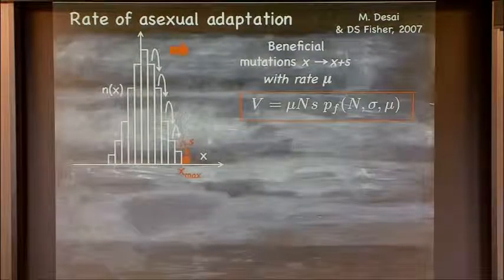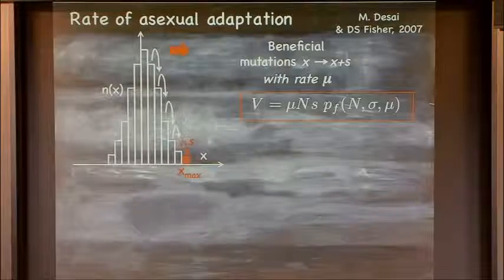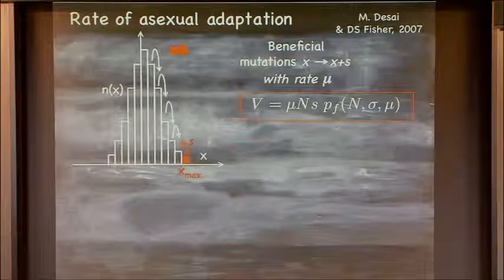Mutation rate times population size, that's the rate of mutational influx into the population. Each mutation carries benefit S. But then the all-important factor is: what is the probability of fixation? Which of these mutations that are occurring everywhere in this distribution have a chance of fixating and taking over?